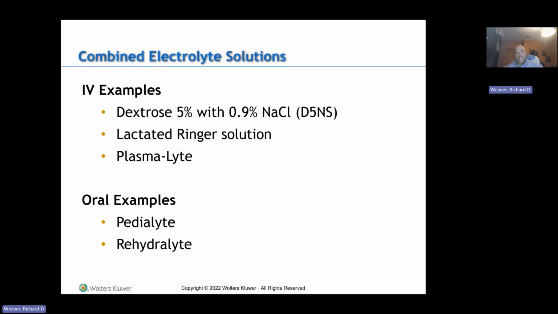And then, of course, once you enter the information, the system will open that particular cabinet. But be careful, because sometimes they put different types of IV fluids in those cabinets. So be careful that you grab the right one. Another one is a lactated ringer solution, and also plasma light, which you guys are probably a little more familiar with. Other examples would be your Pedialyte and Rehydrolyte.